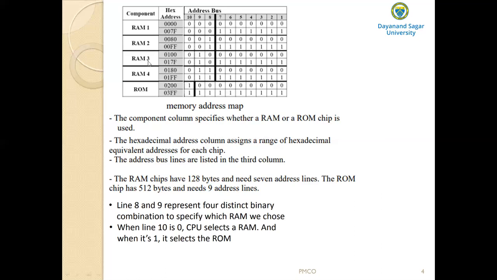Similarly, RAM 3. Up to line number 7, you fill zeros for the starting address, and for the ending address, all ones up to line number 7. The remaining you keep as it is.